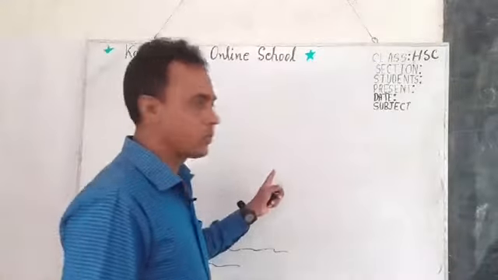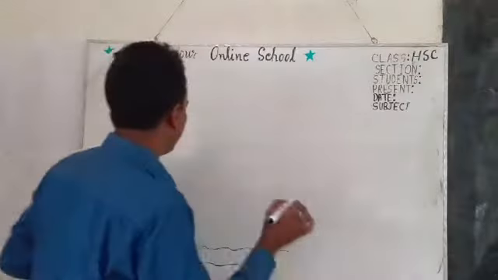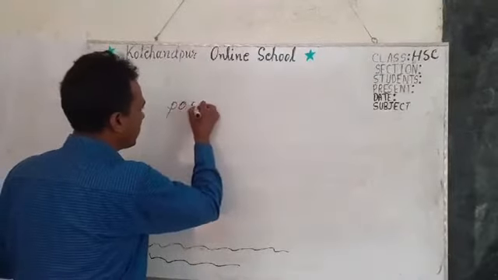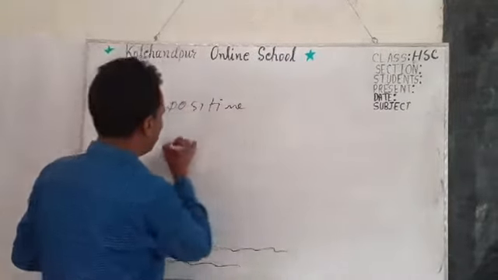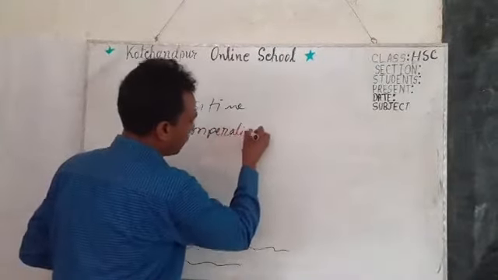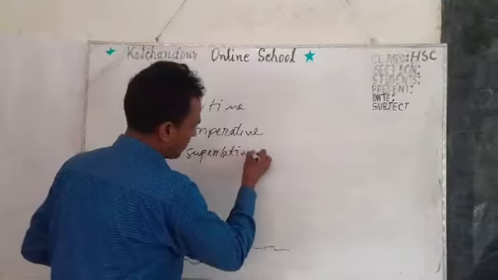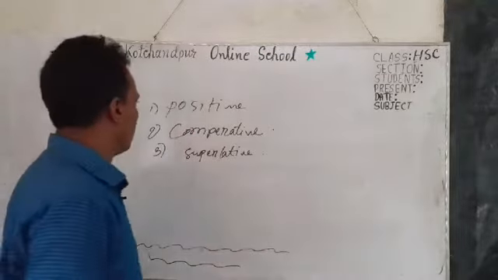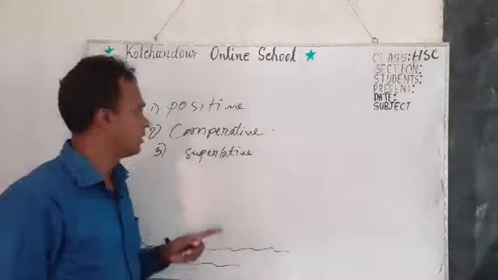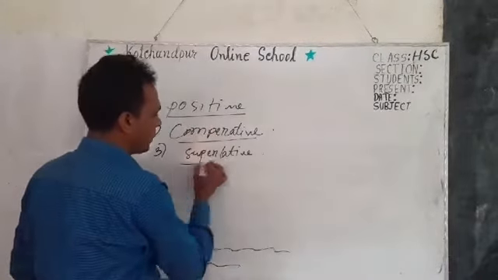Now, we should go to the classification of degree. We know that degree is of three kinds: positive, comparative, and superlative. Okay. Before, I have said that degree originated from adjective. So here is the classification of the degree: positive, comparative, and superlative.